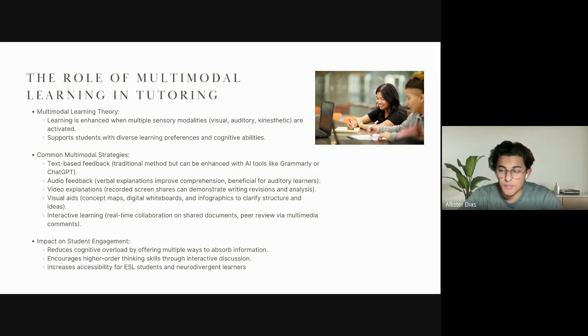Some common multimodal strategies that have been utilized include text-based feedback. So this can be just traditional, for example, sentence level adjustments, but can be enhanced with AI tools like Grammarly or ChatGPT. So in a larger sense, a lot of writing centers have started to integrate technology into their consulting strategies. So this includes use of things like laptops, or in some cases, iPads in the consultation itself for the consultant to use and interact with.